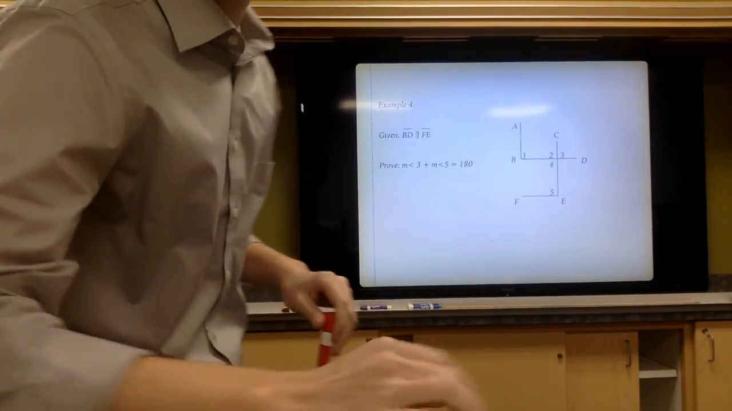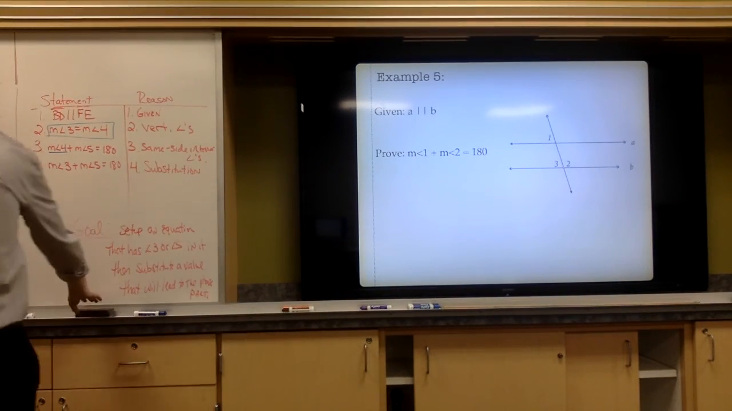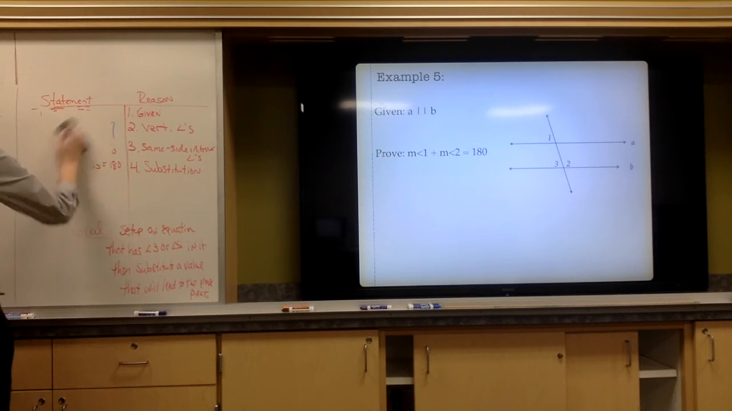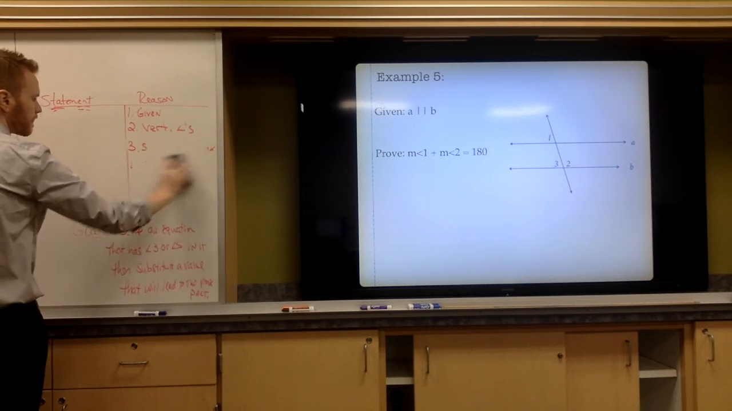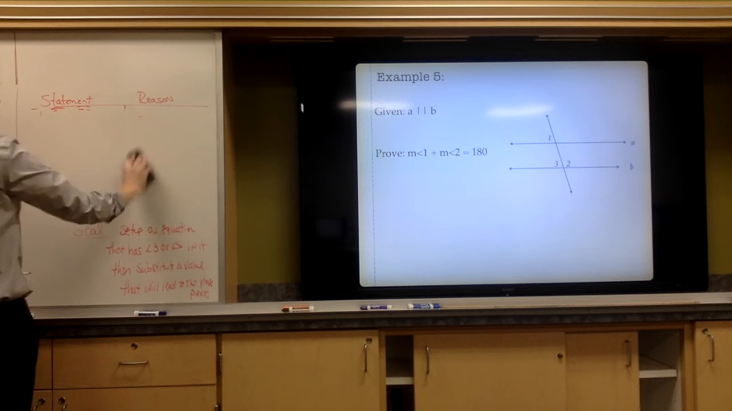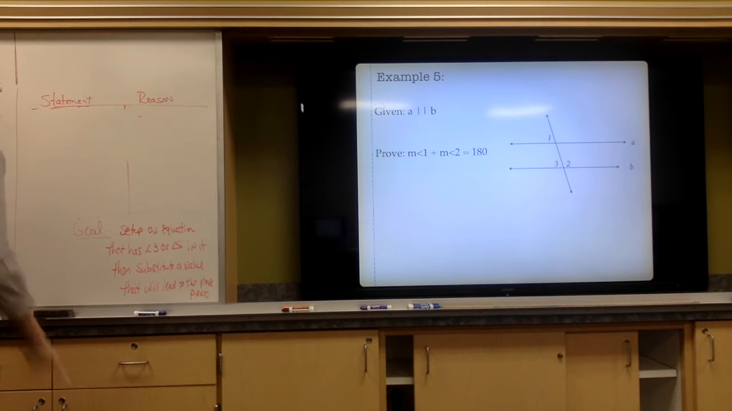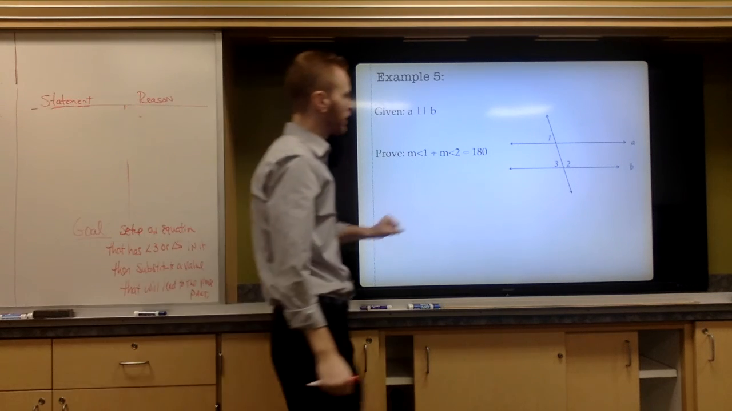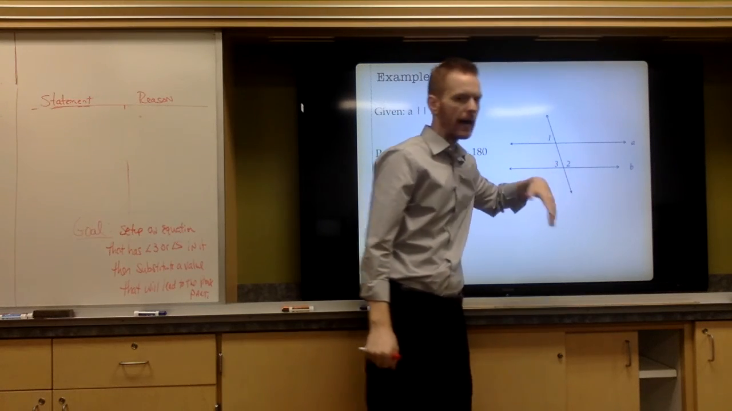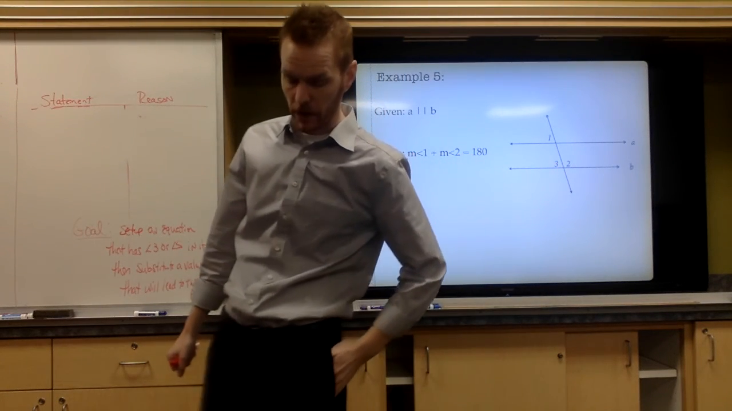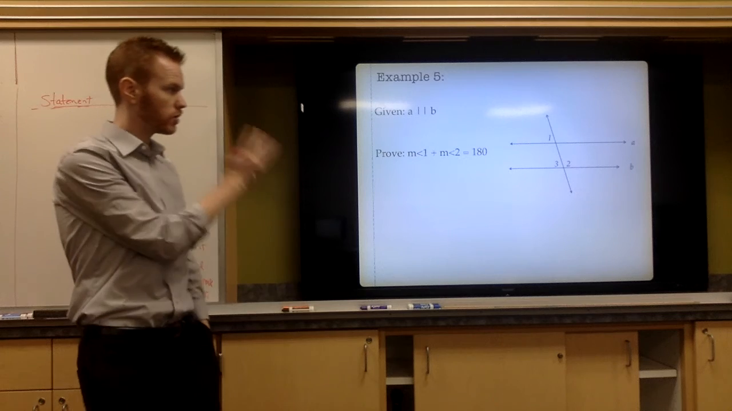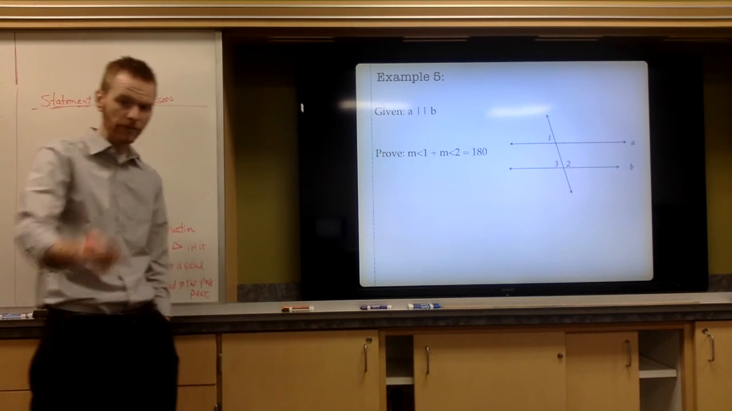We got one more problem to go, guys. And it's a very similar setup. Okay. So we want to prove that angle 1 and angle 2 add up to 180 degrees. Now currently they don't. There's no relationship between 1 and 2. We have to make that connection.